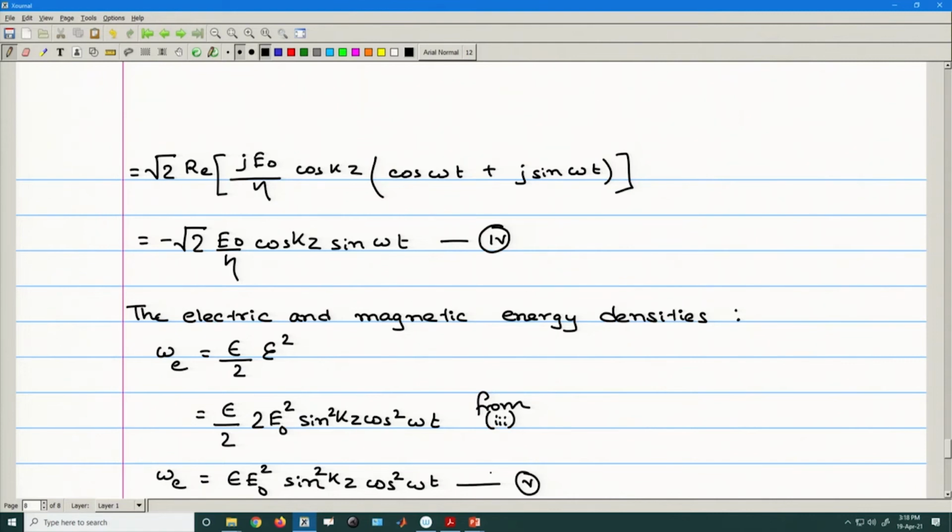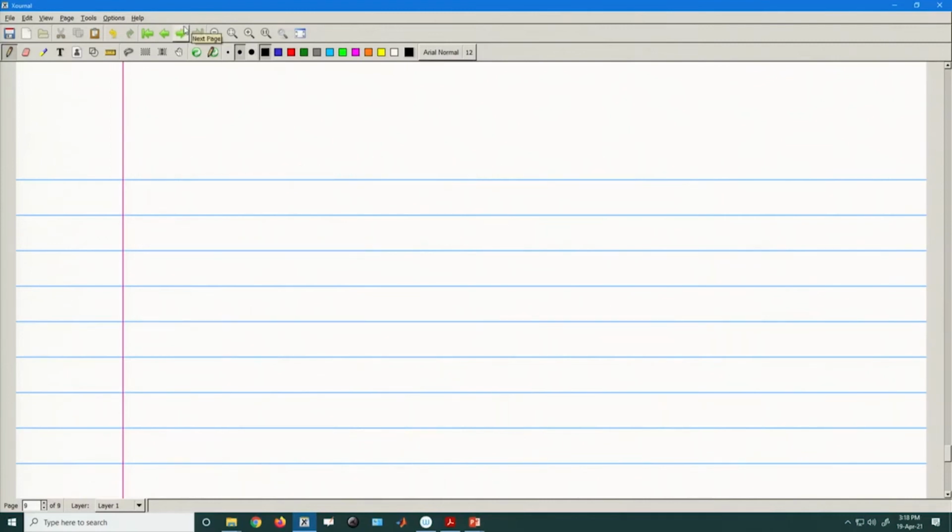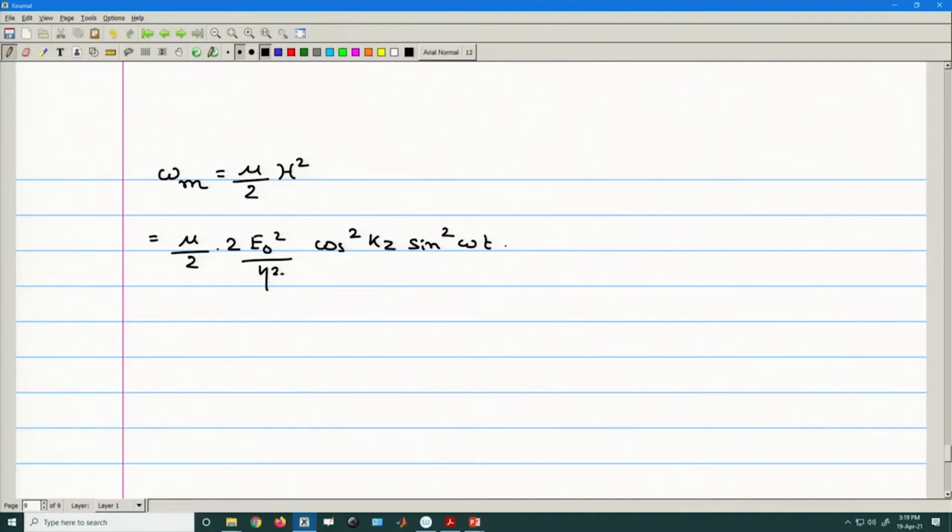In a similar manner, we will also calculate Wm. Wm is mu by 2 times H squared. Again substituting for H from equation number 4, we get mu by 2 multiplied by H squared, that is 2 E0 squared by eta squared cos squared kz sin squared omega t. The 2 cancels out, and we get mu E0 squared by eta squared cos squared kz sin squared omega t.